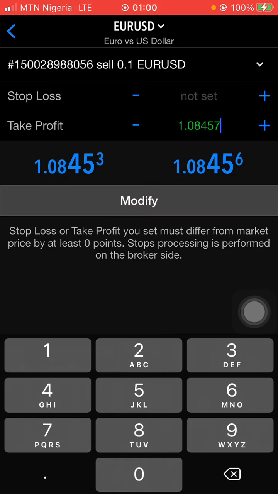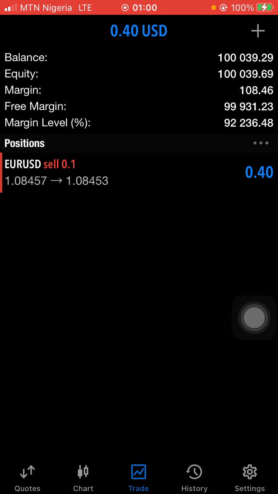1.08457. So to get a 40 pips profit, you deduct it. So it's going to be 1.08417. And then we're having a loss of about 10 pips. So 457 plus 10 pips, that'll be 1.08467. And we'll modify. You understand?